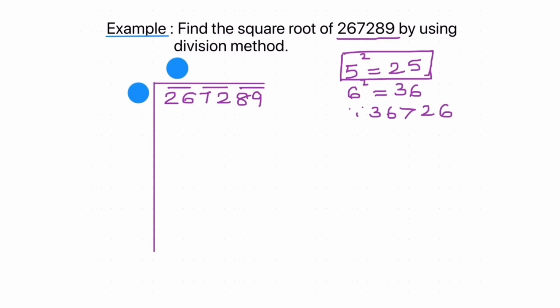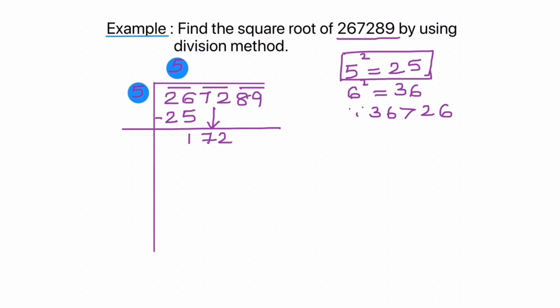We will write 5 in the divisor's place and the same digit 5 we will write in the quotient's place. 5 times 5, which is 25, we will write below the first pair. And we will subtract. The remainder is 1. We will bring down the second pair. So now 172 will be the new dividend.